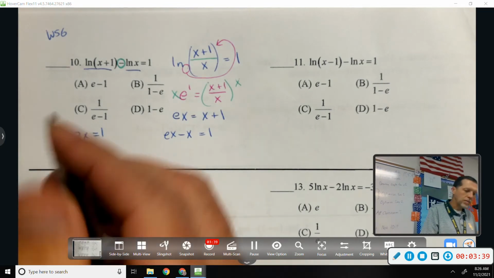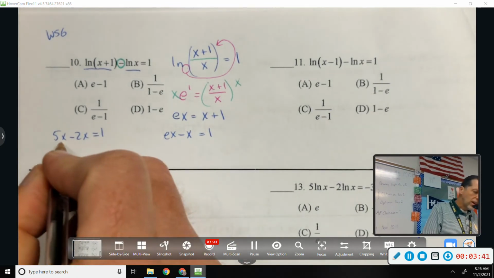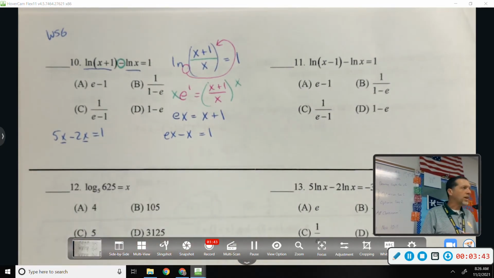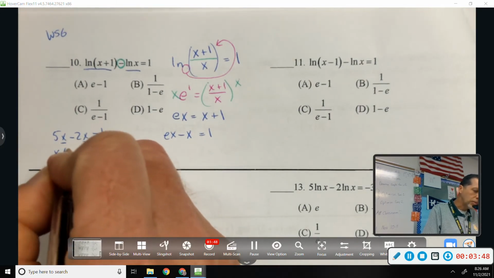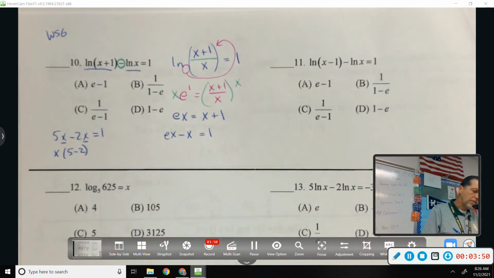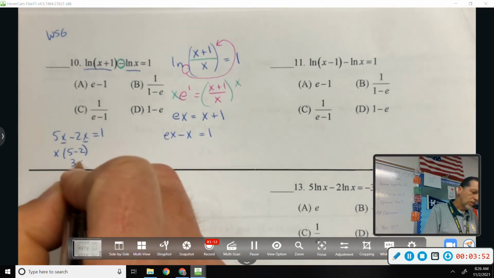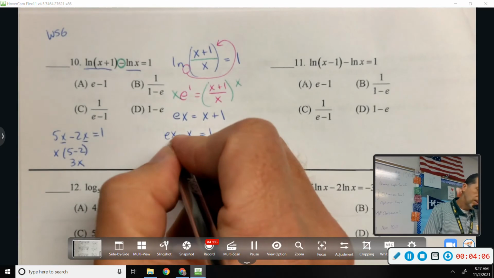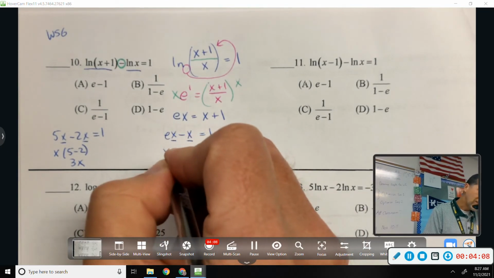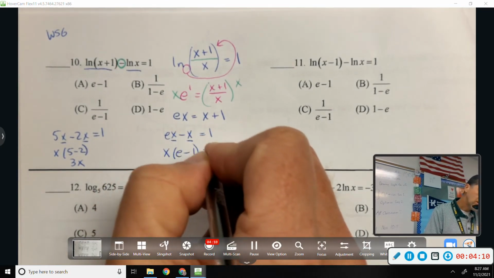You combine them. Nobody ever shows this step because this is ridiculous. But what your brain does is says, oh, there's an x on both of those, and 5 minus 2 is 3, so 3x. Nobody shows that step, and I wouldn't expect you to. But your brain does that step. It puts the x to the side, and 5 minus 2 is 3. So I'm going to put the x to the side, and I'm going to do e minus 1.